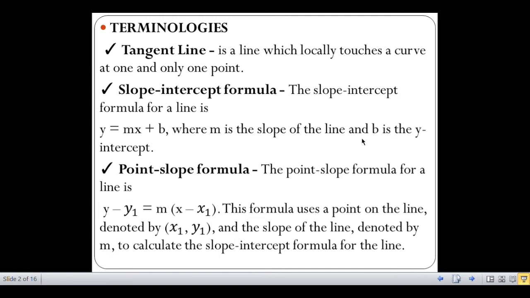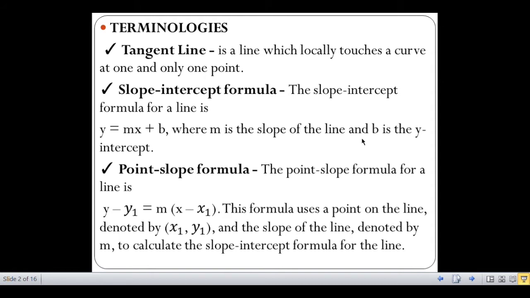Okay, so take note, when we say tangent line, dapat always straight line po ito ha, bawal ito yung parabola or whatsoever. Basta straight line lagi. Then, we have the slope-intercept formula. The formula for slope-intercept is y equals mx plus b, where m is the slope of the line and b is the y-intercept.